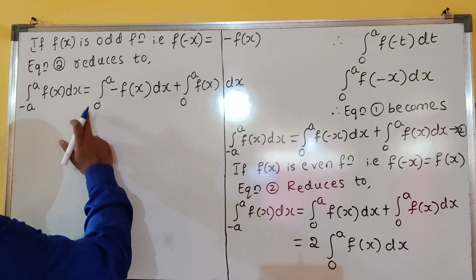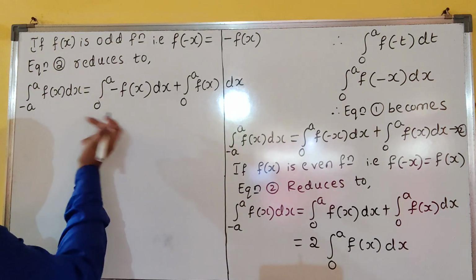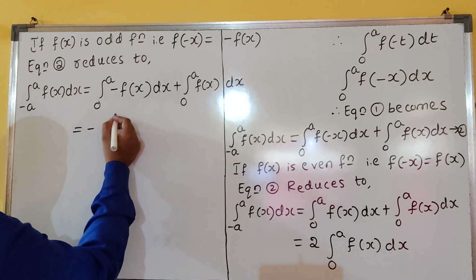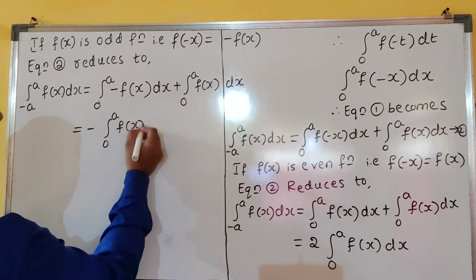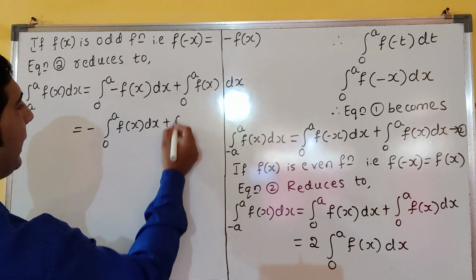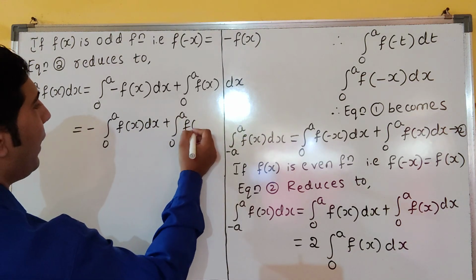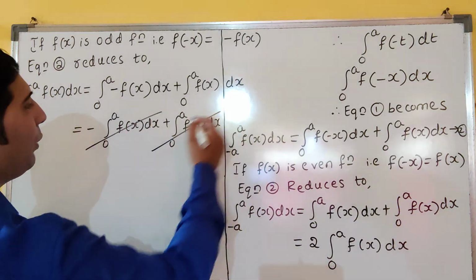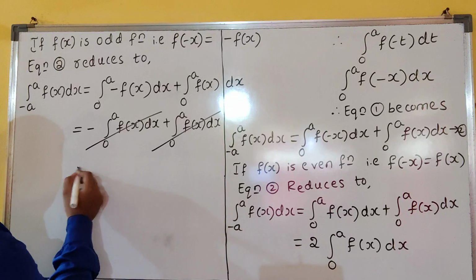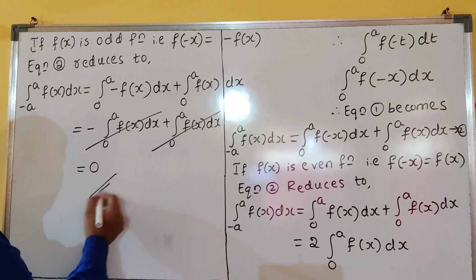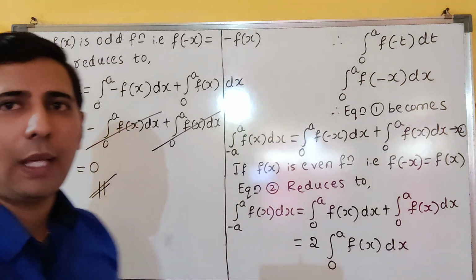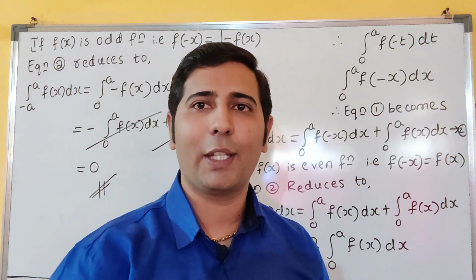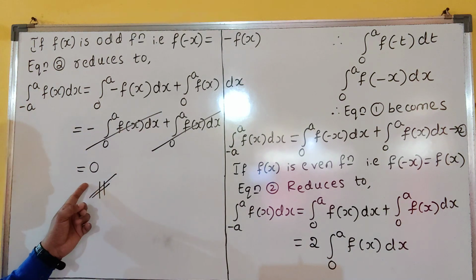So now what you will get? This is a minus. Minus, if you take outside, it will become minus only. So minus integration of 0 to a f of x into dx plus integration 0 to a f of x into dx; minus and plus both will get cancelled. So what you will get as the answer? 0, dear students. And this is our proof. If f of x is an odd function, it will give 0 as the answer only, no? 0 only I got, dear students.